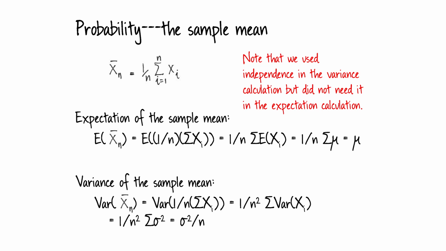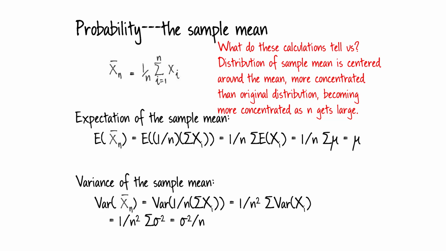One note, it's not necessarily important in this calculation, but could be important later. We used independence in the variance calculation. To go from the variance of the sum of random variables to the sum of the variances, we needed independence of these random variables. You remember that from properties of variance? We didn't actually need it in the expectation calculation. So that can be a useful thing to note.